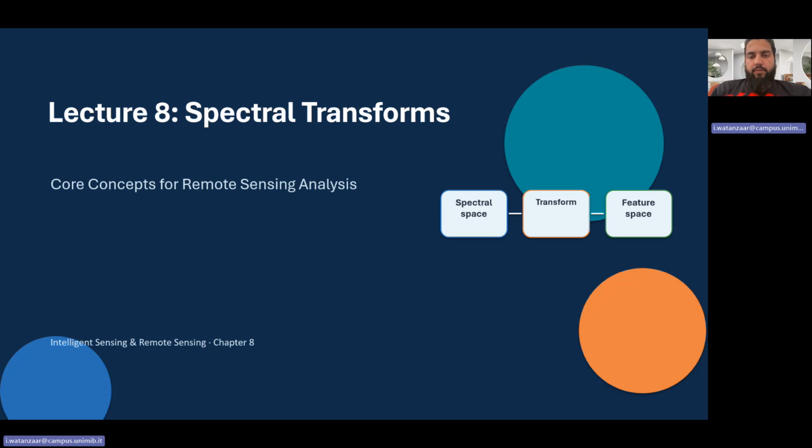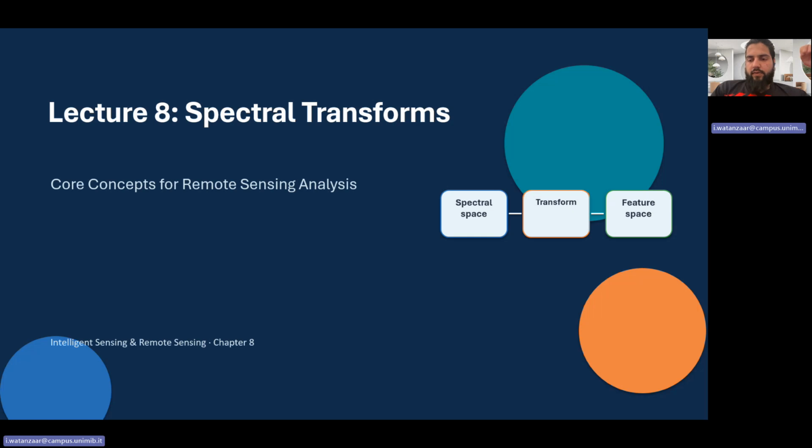Welcome back to lecture number 8 of intelligent sensing and remote sensing. This is almost the second last lecture. As per the glance perspective, it is about advanced analysis and its application. This lecture is specifically about spectral transforms. We are dividing the spectral transforms into multiple types, linear and non-linear. We will discuss principal components transforms again in more detail.